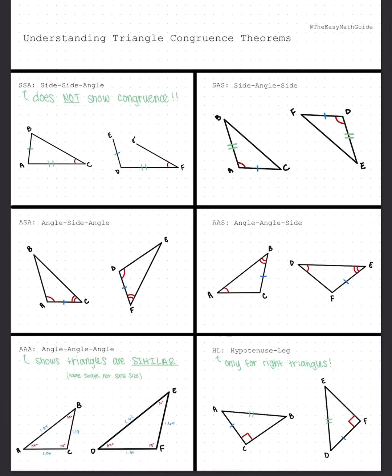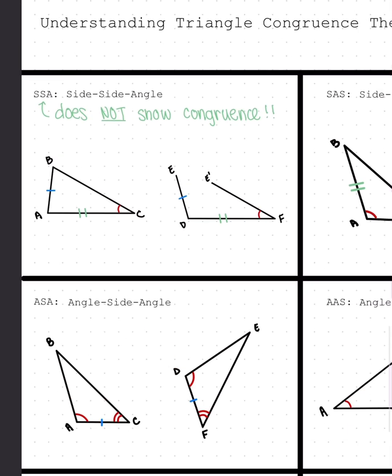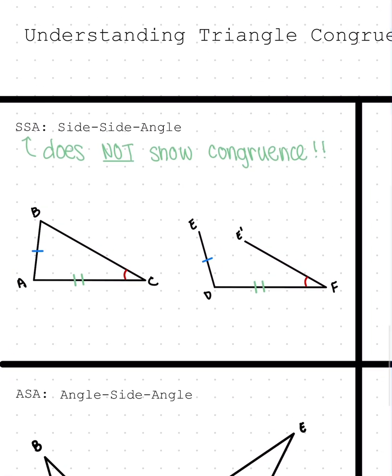Today I'm going to be briefly going over 6 theorems that may or may not help you prove a triangle's congruence or similarity. First up, we've got SSA. This is your side-side-angle theorem, and it doesn't show congruence.